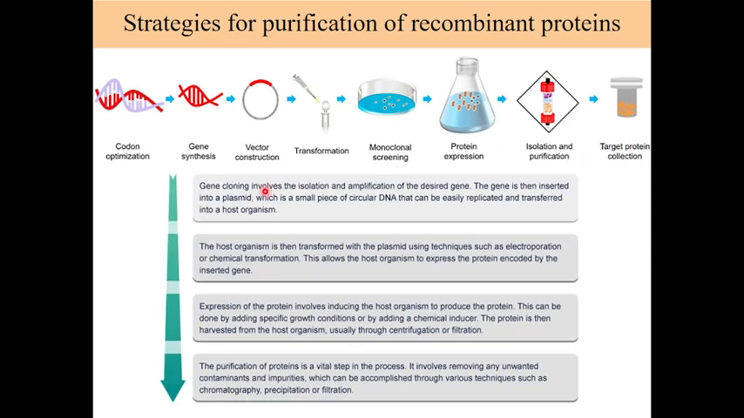Okay, so once again, going through all the different steps, there is gene cloning, which involves the isolation and amplification of the desired gene. This gene is then inserted into a plasmid, which is a small piece of circular DNA that can be easily replicated and transferred into the host organism. Then the host organism is transformed with the plasmid using techniques such as electroporation or chemical transformation. This allows the host organism to express the protein encoded by the inserted gene. Expression of the protein involves inducing the host organism to produce the protein.